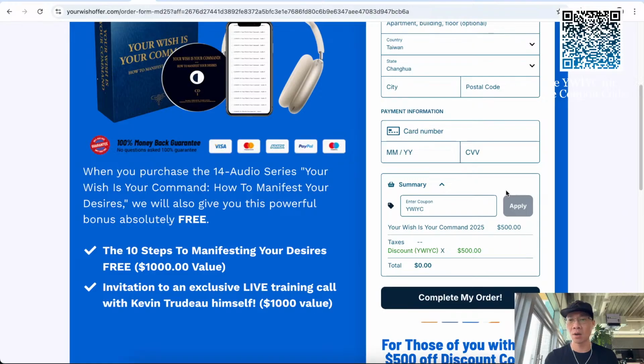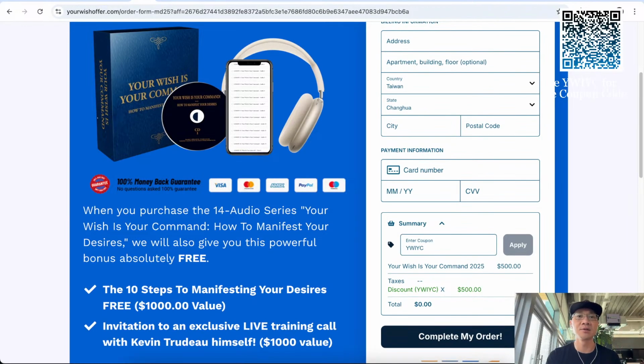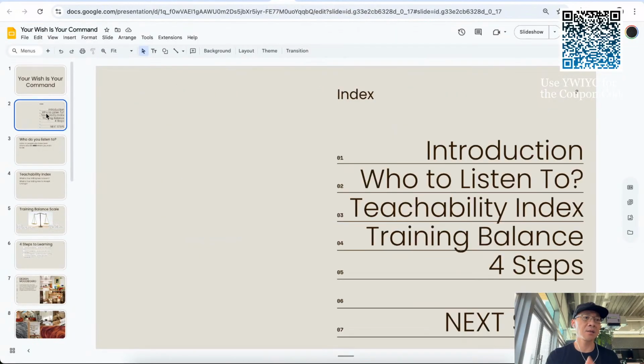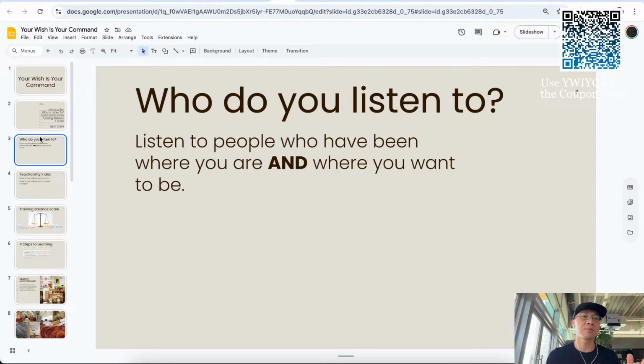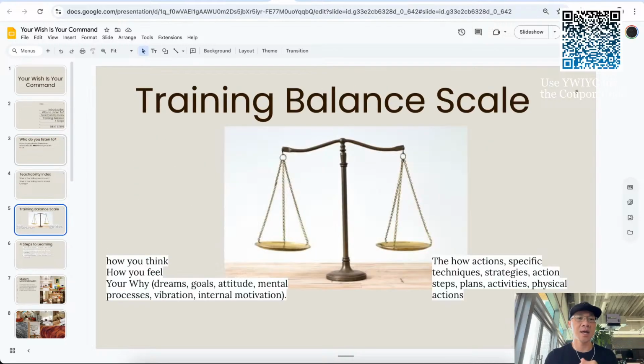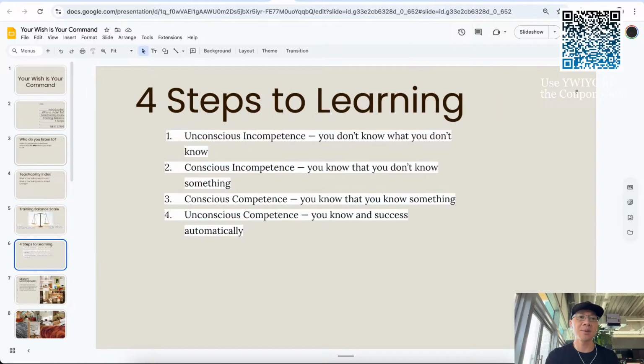Tap on that email, and inside that email there's going to be a link that will take you straight to this program. So you can listen to these lessons again and again in your car, whenever you're free, when you're doing your laundry, folding your laundry, something that you can do. First lesson, who do you listen to? Next lesson, teachability index. Next lesson, training balance scale. Finally, 4 steps to learning.